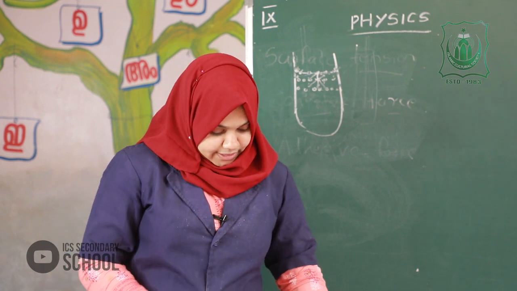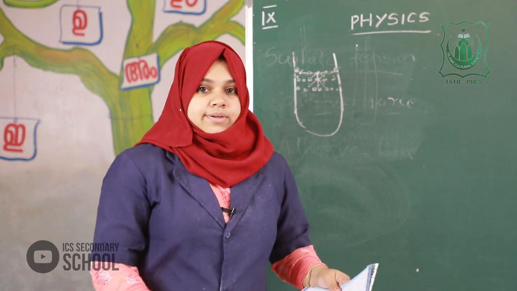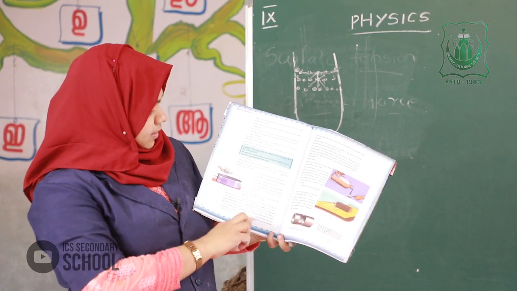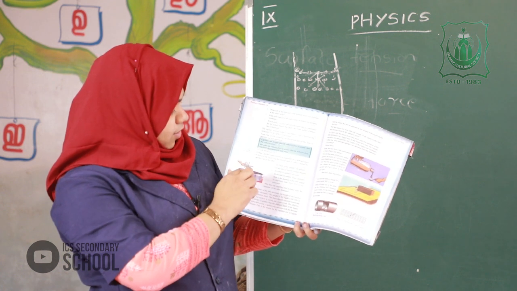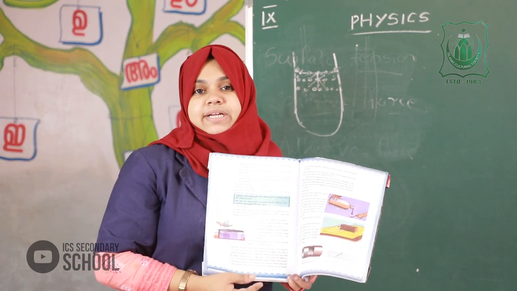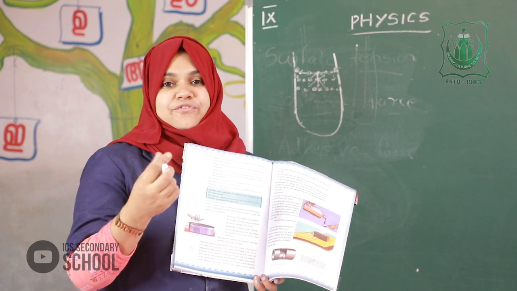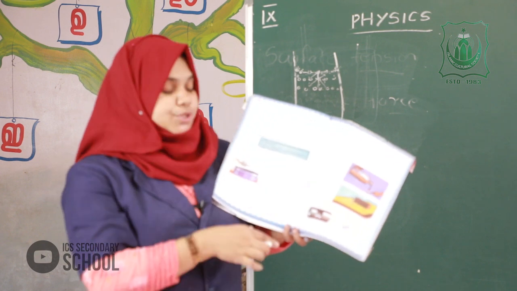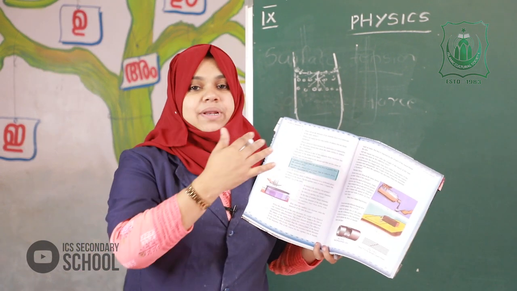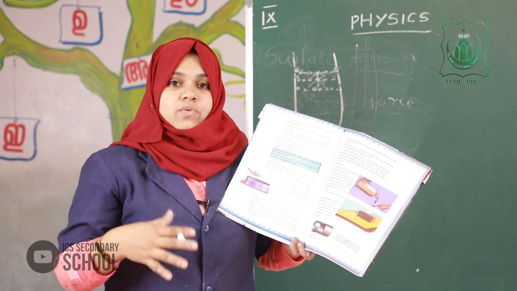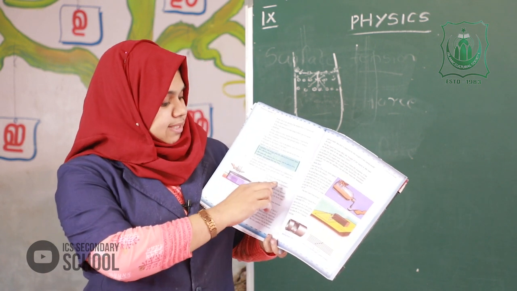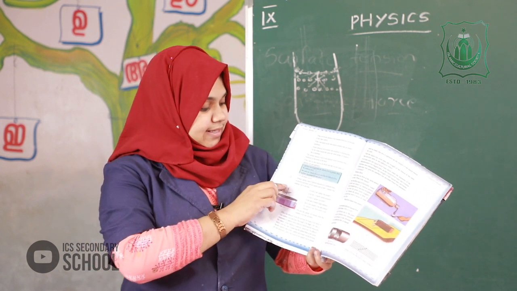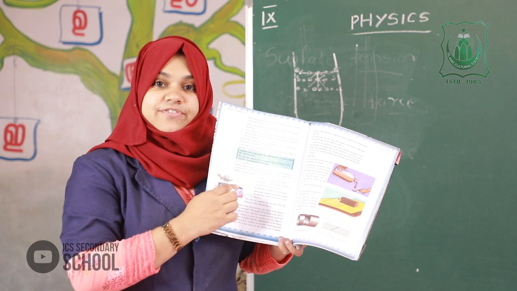Next, page 22, do another activity. Here we arrange capillary tubes of different diameters on a cardboard piece as shown in the figure, and dip the capillary tubes in water. What will happen? In which is the capillary rise greater? There are different diameters, yes.